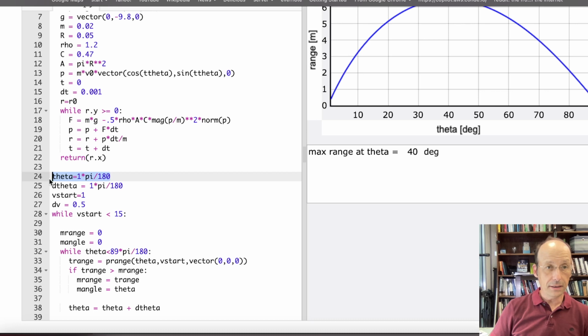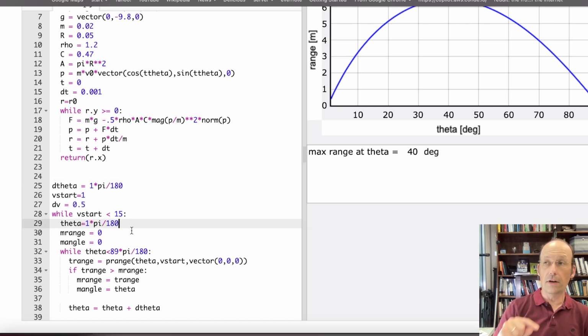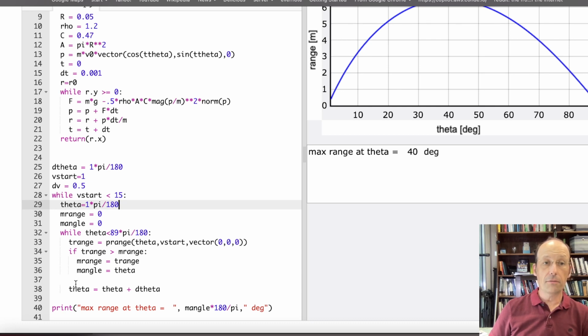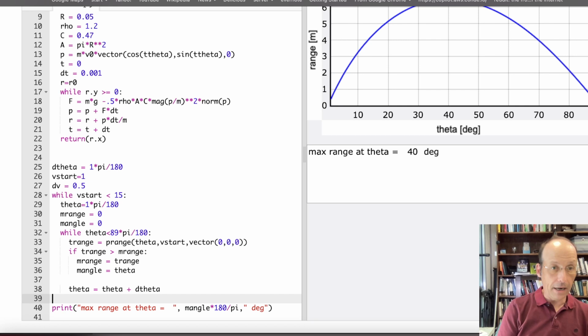I'm going to put this actually down here, because every time I start this loop, I need to start that over, right? I need to have my theta start at 1 degree. And then I need to reset my max range and reset my max angle, and then this goes through and finds the maximum range.